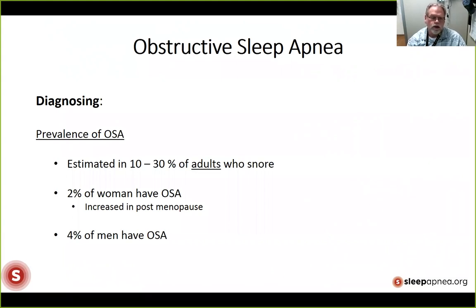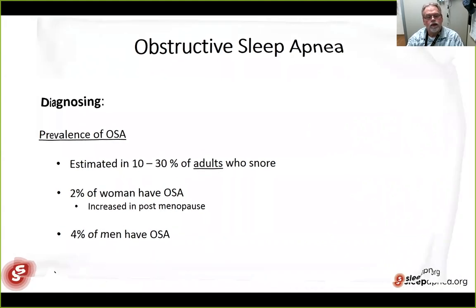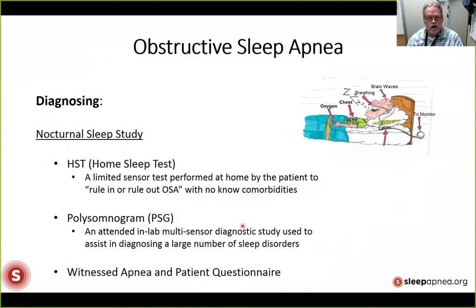Also notice that we have 2% of women have obstructive sleep apnea. Remember, this is just one form of apnea, obstructive sleep apnea. And that number tends to increase postmenopausal. 4% of men have obstructive sleep apnea, so nearly twice. And that's what I said at the very beginning of this. If you're male, your chances of having obstructive sleep apnea are higher than if you're female. And of course, as you age, we're talking about adults here, that snore, you're going to see a higher increase in the likelihood of OSA.